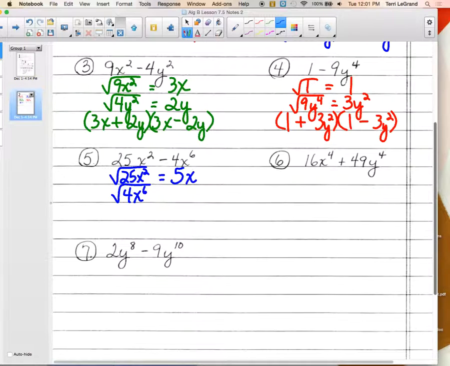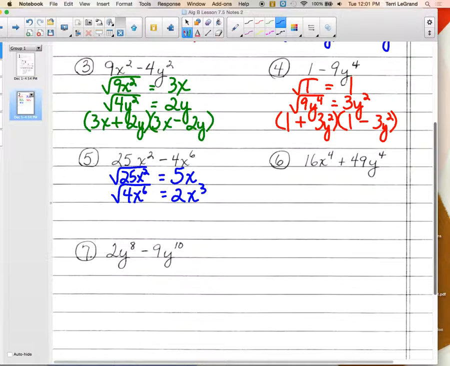Then we try the other one, 4x to the 6th. Can we take the square root of 4x to the 6th? Yes. 2x to the 3rd. The square root of 4 is 2, and the square root of x to the 6th is x cubed.